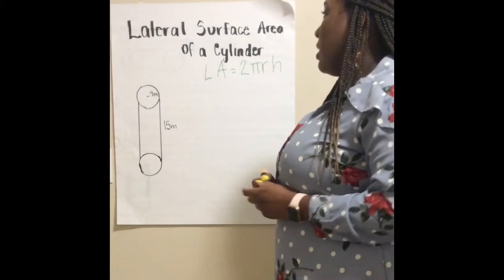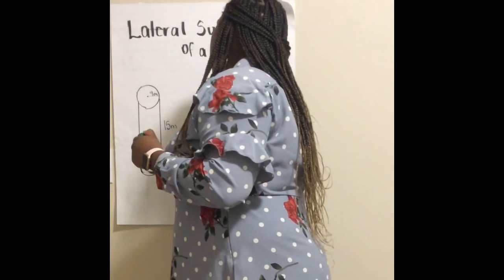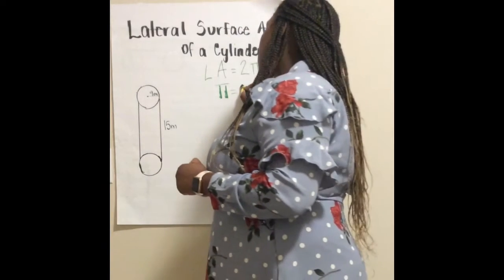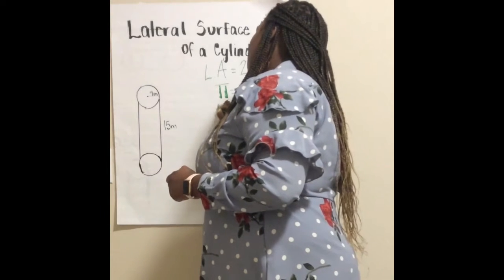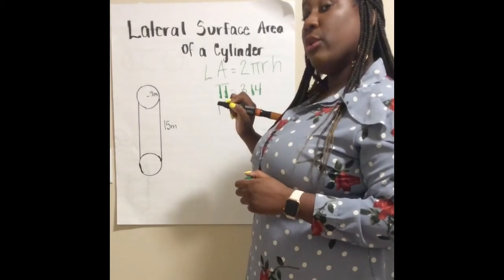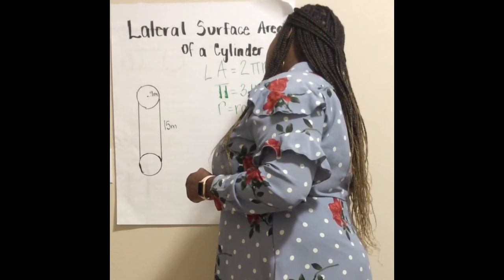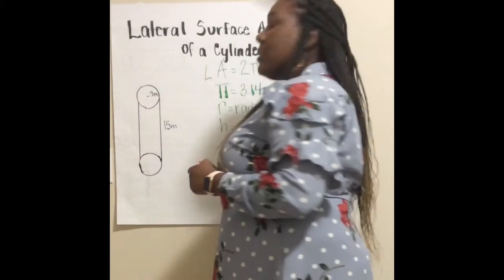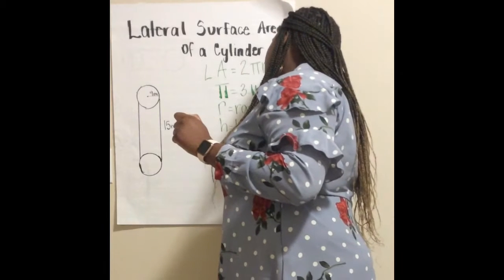Okay? So, in case we don't remember, pi is always what? We always use 3.14. R is always represented what? Your radius. And H is our what? Bingo. It's our height.